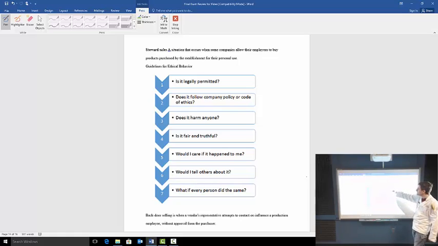Is it legally permitted? Does it follow the company policy or code? Does it harm anyone? Is it fair and truthful? Would I care if it happened to me? Will I tell others about it? And what if every person did the same thing?